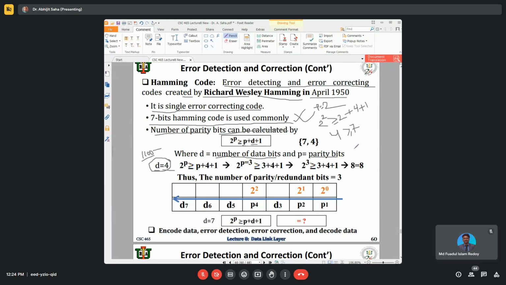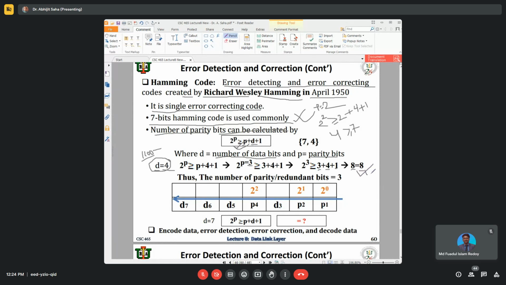Now if I take 3 bits, then 2 to the power 3 means 8. And I'm taking p as 3 bits, d as my 4 bits, and plus 1. So you're getting 8. Now the condition is fulfilled, right? It said greater than or equal to p plus d plus 1. So that means 8 equals 8, isn't it?